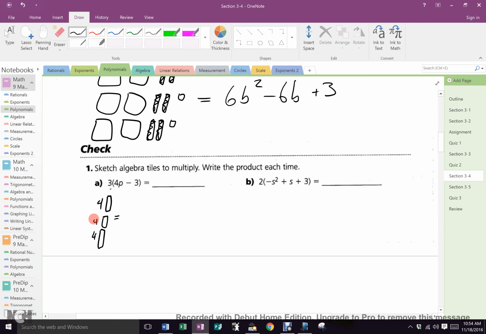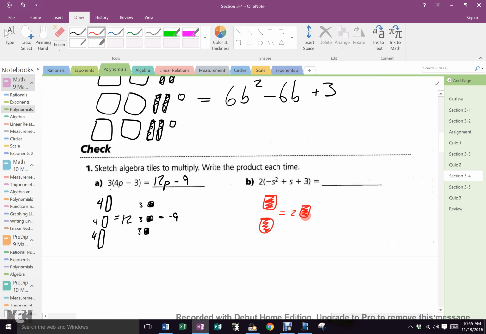4, 8, 12. 12p. Now, negative 3. 3 little guys. Colored in. How many times do I have to do that? 3 times. To get what? Negative 9 minus 9. Exactly what I see there. Easy peasy, isn't it? How do I draw this guy? I draw a big shaded in one, yeah? How many times? Twice. To get what?